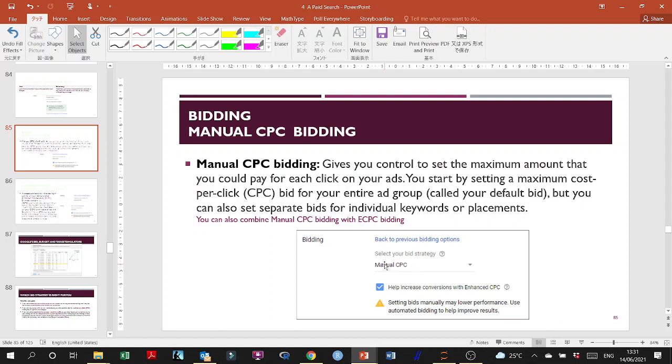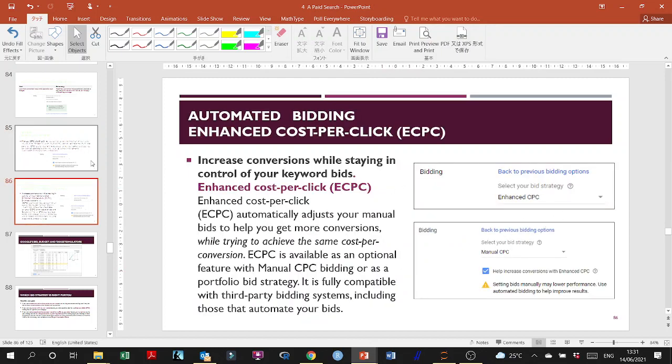With manual CPC, you can just select your bid strategy directly as manual CPC. That was the previous form of the interface, but now the interface looks like that. So you select your bid strategy here, or you select enhanced CPC, or if you don't want enhanced CPC, you can just have the manual CPC. Enhanced cost per click means that it will increase conversions while staying in control of your keyword bids. How is that so? It automatically adjusts your manual bids to help you get more conversions while trying to achieve the same cost per conversion.